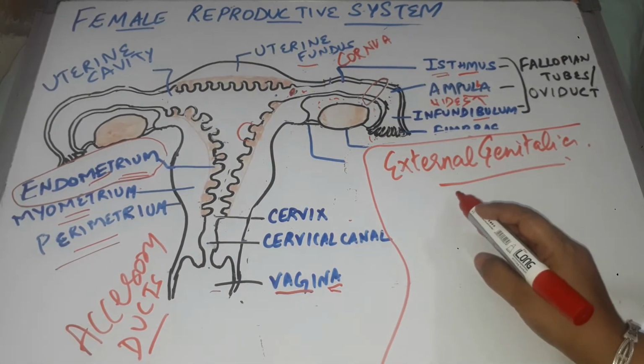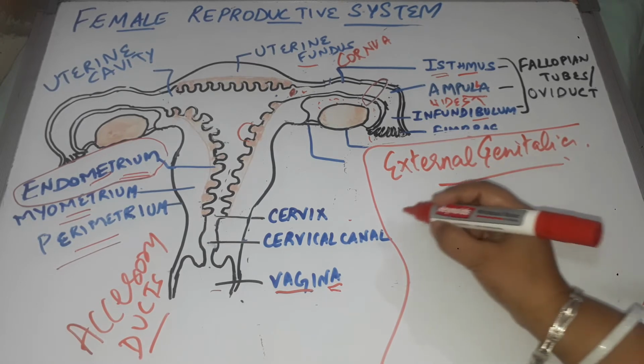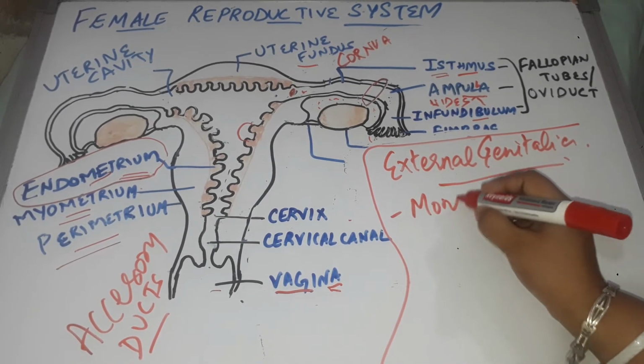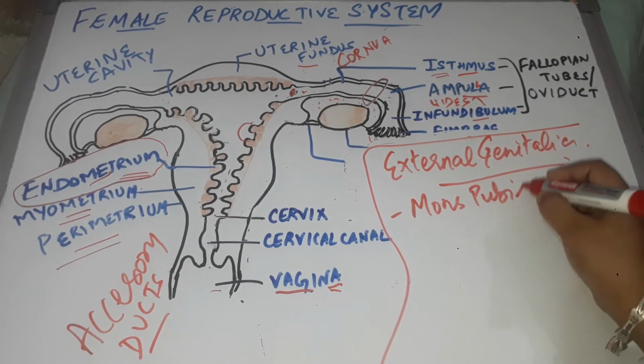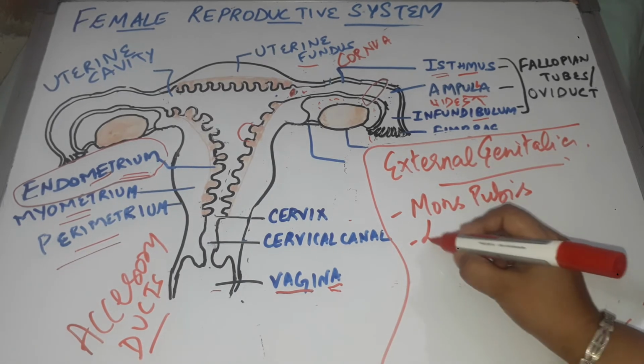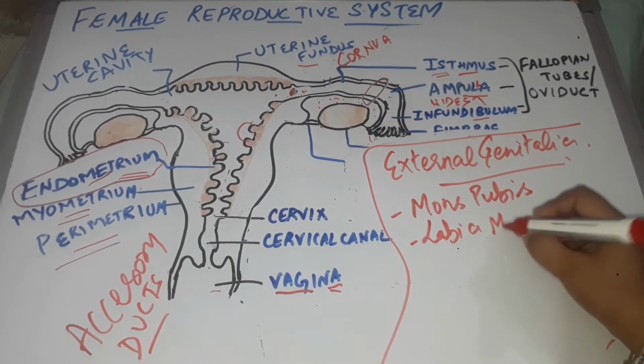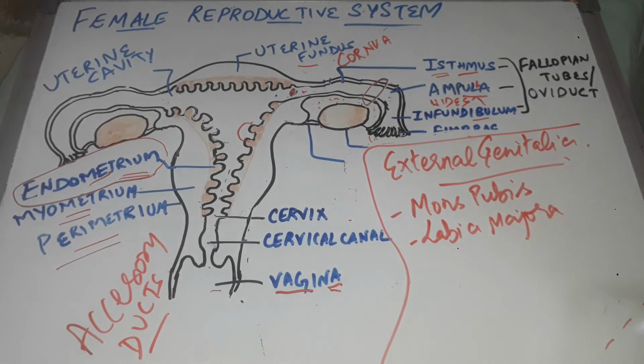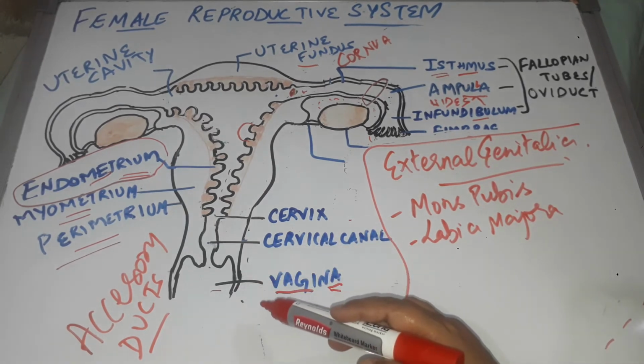Now we will talk about external genitalia. So external genitalia includes mons pubis. Mons pubis is a cushion-like structure, or a cushion of fatty tissue covered by skin and pubic hair. Another part is labia majora. Labia majora are fleshy folds of tissue which extend down from the mons pubis, and they surround the vaginal opening.